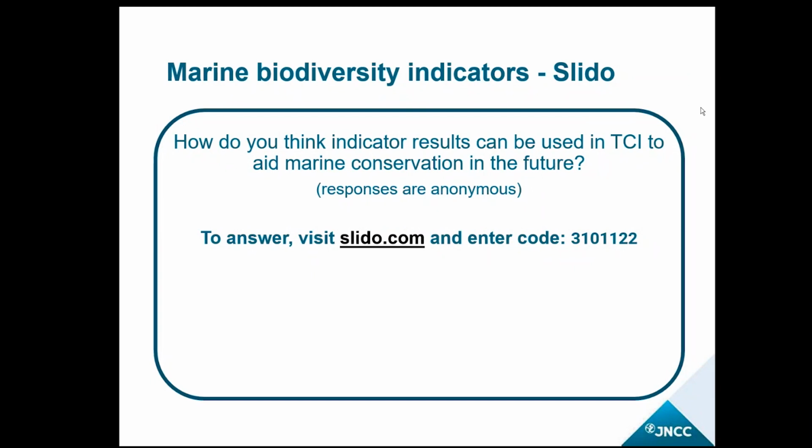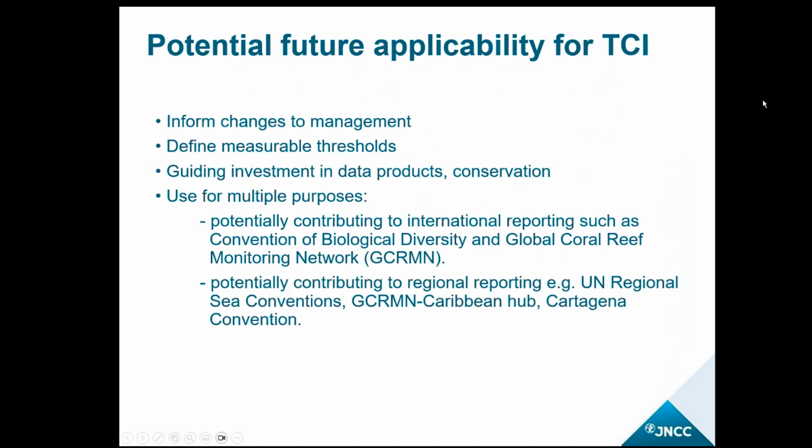I've put on the next slide some potential uses of marine biodiversity indicators for TCI, and I think most of these have been covered by the Slido, which is fantastic. There are also a few extra which I haven't got here, so that's brilliant to see. As talked about, informing changes to management, helping to define measurable thresholds, perhaps guiding investment in data products, and also potential use for multiple purposes, so reporting against various policies that might be global, regional, or local.